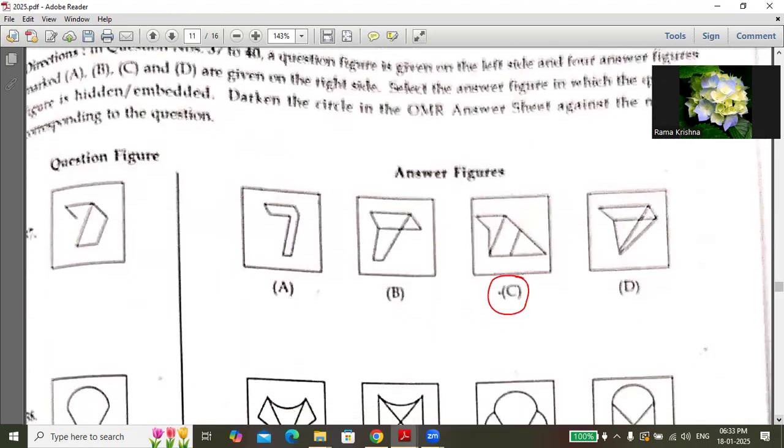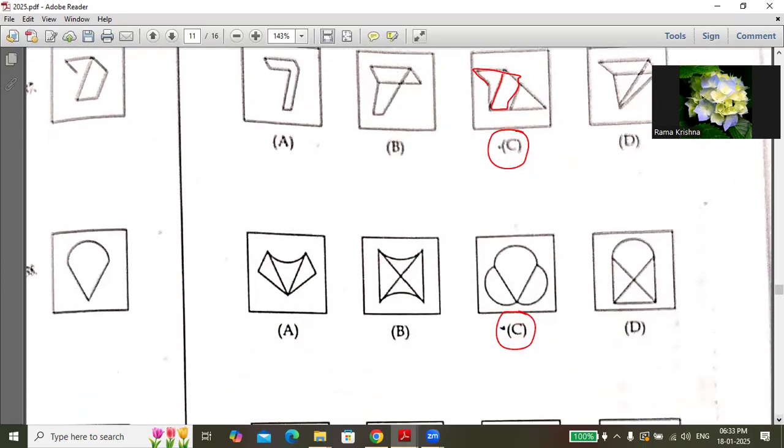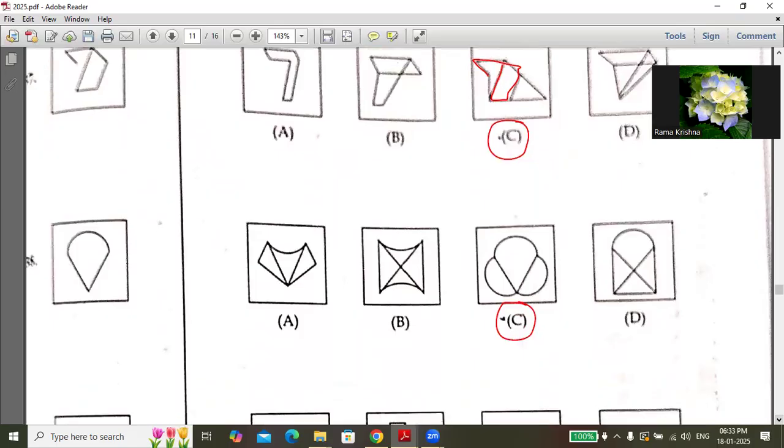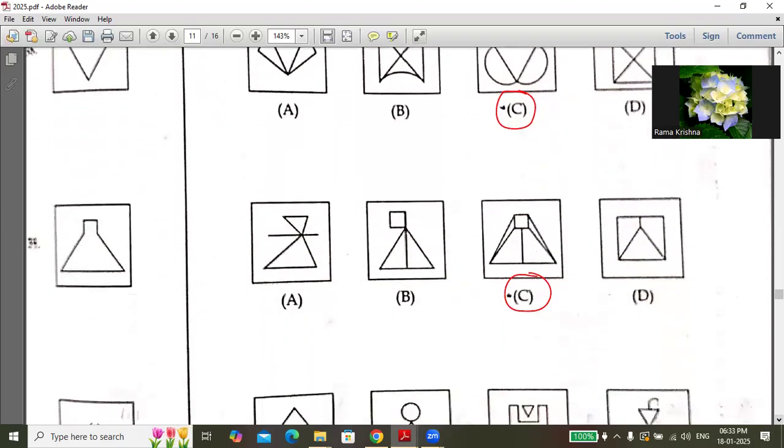Next, this is hidden figures. You can clearly see here the figure is hidden. So here you can see that the figure is hidden. Next, C is the correct answer. Next, 38. For 38, you can see C is the correct answer.